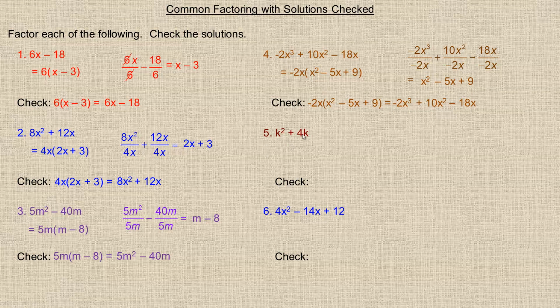Number 5, k squared plus 4k. This is just about the smallest common factor. I guess it's comparable to the first one. K is the only thing that divides into both these terms. There's no number factor. Well, I suppose 1 divides into both 1 and 4. But if you factor 1 out of something, you're not actually factoring anything out, because everything divided by 1 is the same thing.